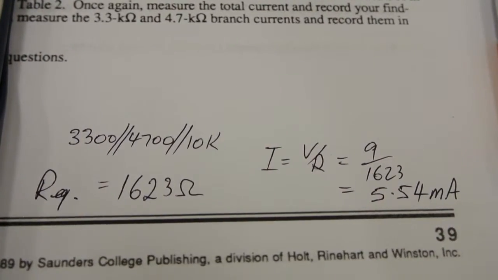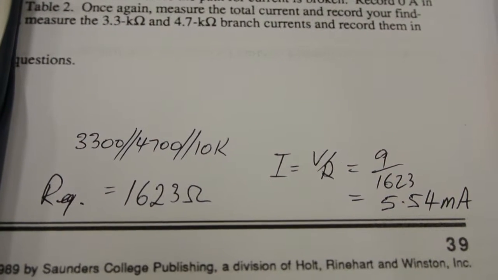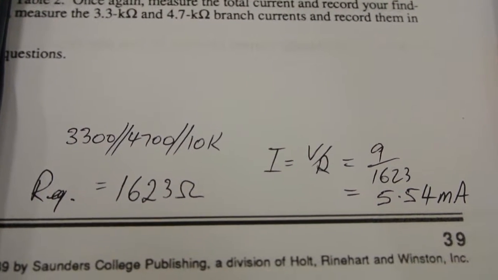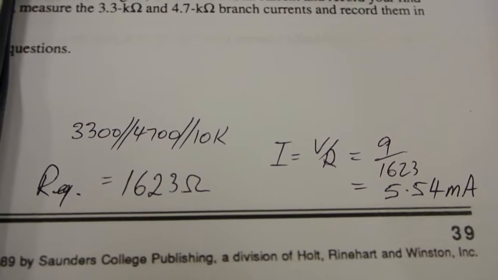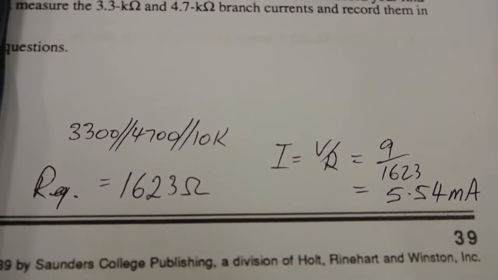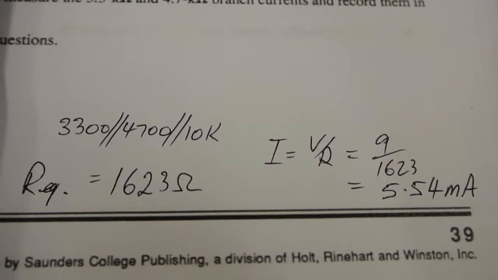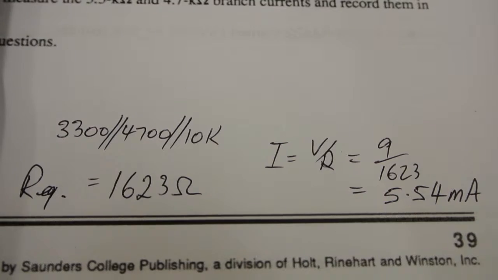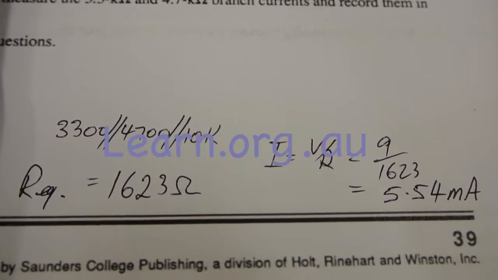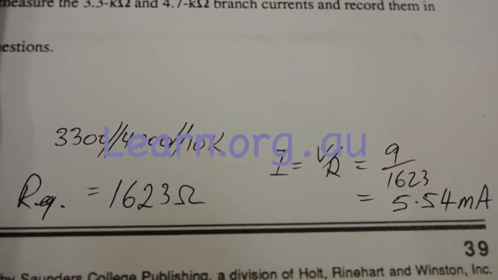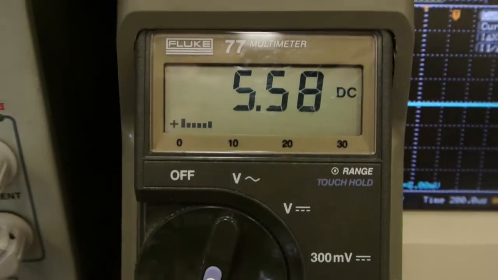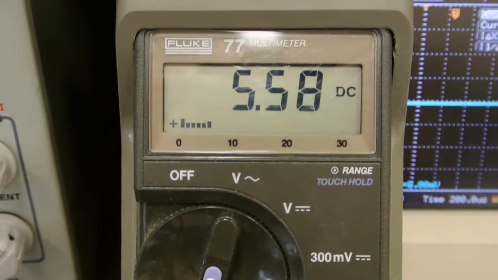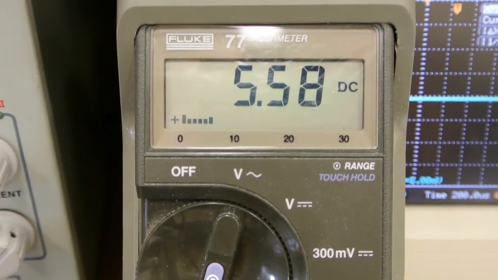I've done some maths before proceeding, and I can see that with the 3 resistors in parallel I have an REQ of 1623 ohms. That is the equivalent resistance. The current is going to be equal to the voltage over the total resistance, so that would work out to be 5.54 milliamps. From the calculations, now I can go ahead and look at what the current meter actually gives me, and I can see I've got 5.58 milliamps.